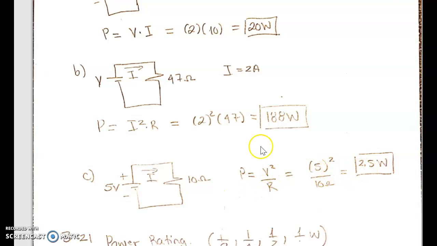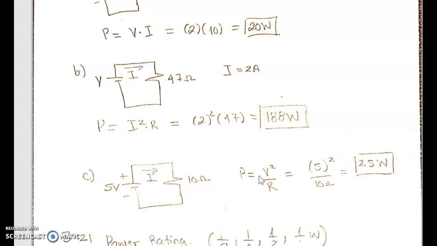How do we go from this to here to that? We solve for the quantity that is missing using Ohm's law, and then we plug it in there. And that's how we do it.